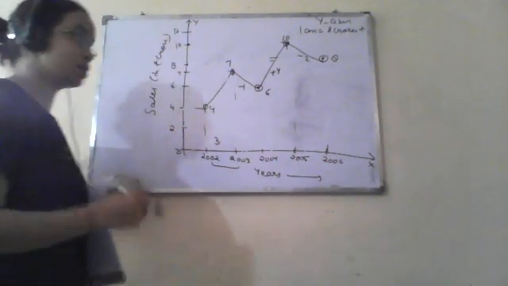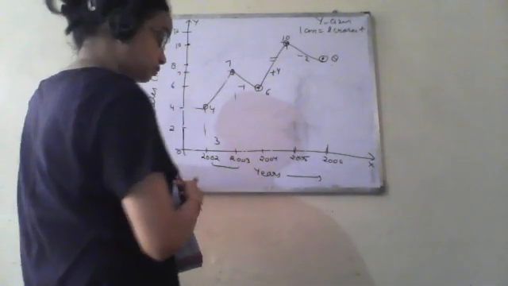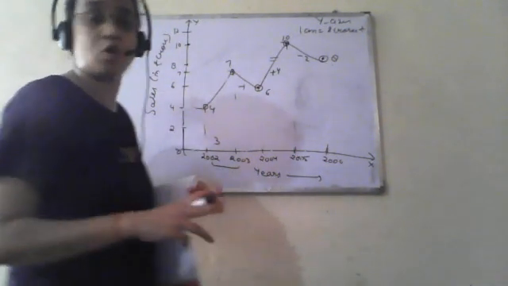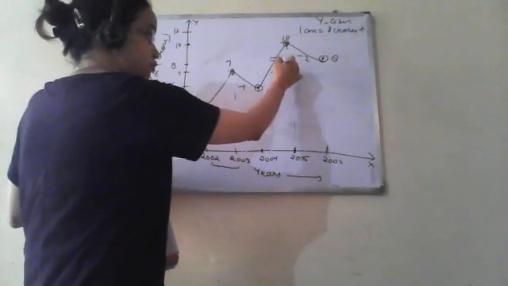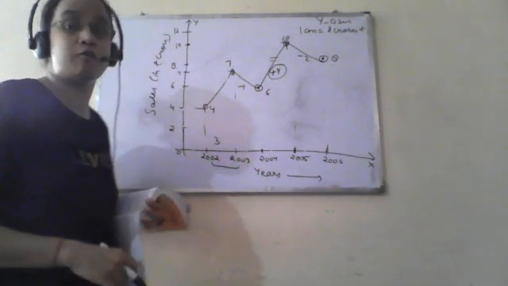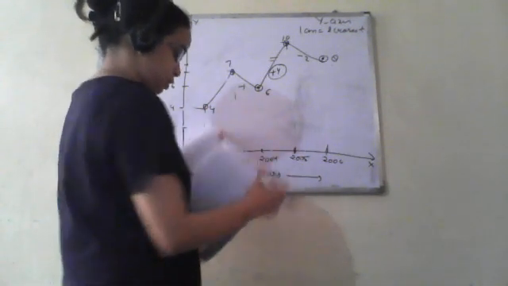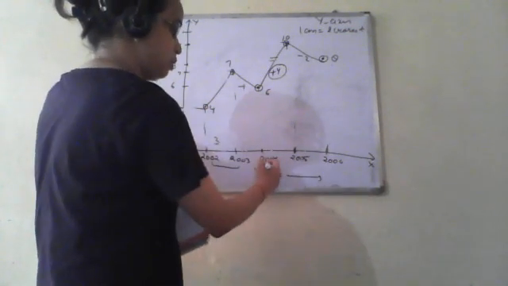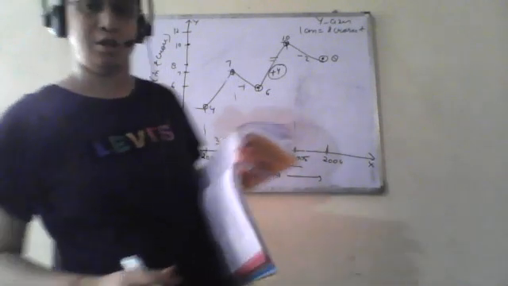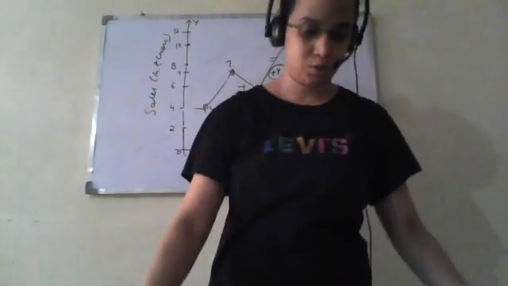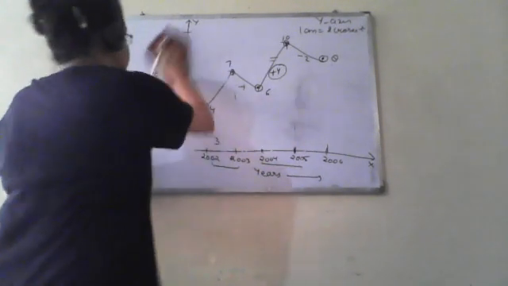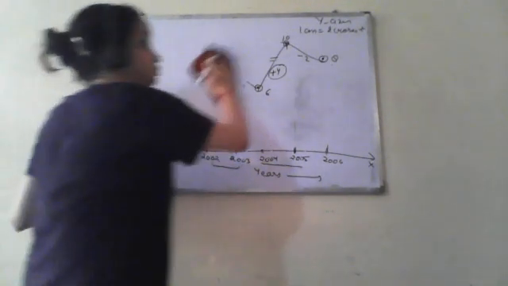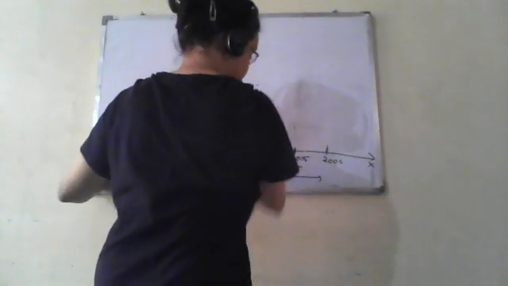So the greatest difference between two consecutive years will be between 2004 and 2005 with a net increase of 4 crore rupees. So the greatest difference will be between 2004 and 2005. So this is done, now next question.